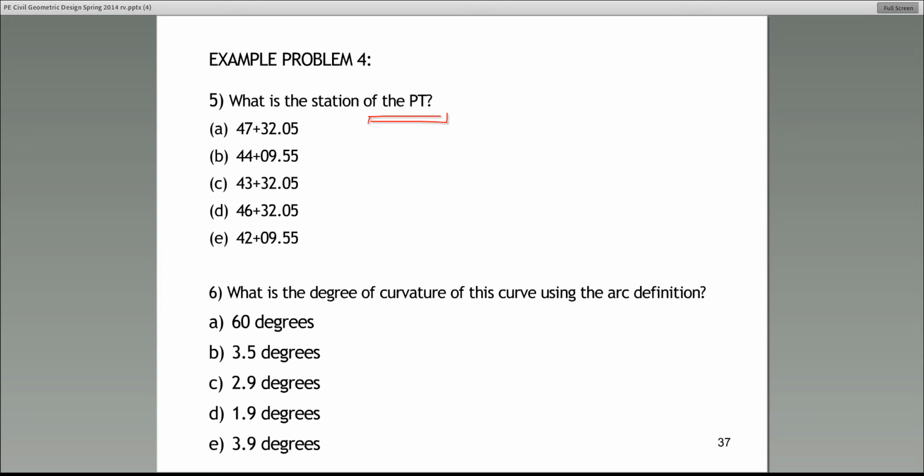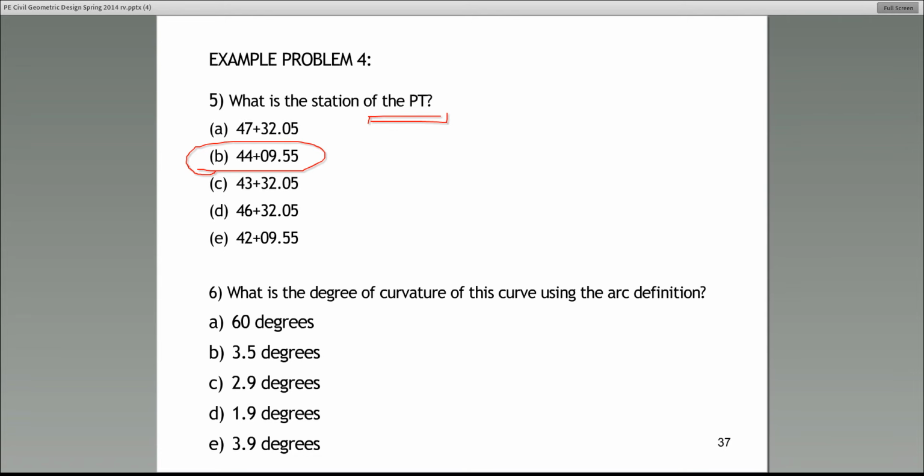44.95. This should be the station of the PT. Remember, the only correct way: take the station of the PC and add to it the length of the curve. All right? Make sure you do that correctly. Very good chance that will be on the test.